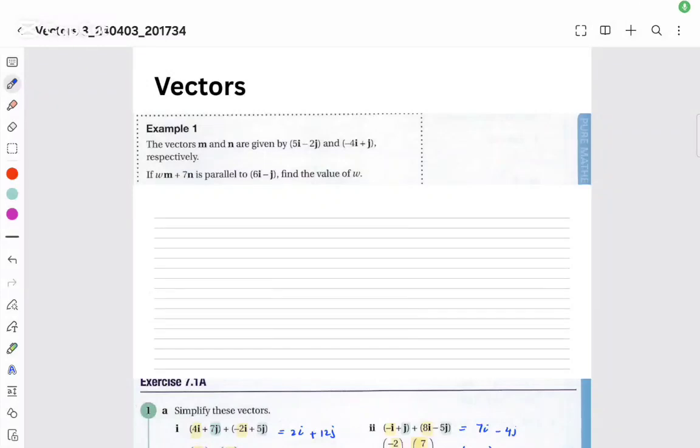Vectors have both magnitude and direction. Any vector has magnitude and direction. Magnitude is represented by the modulus of the vector, and the direction is the angle with the i, or with the positive x-axis.